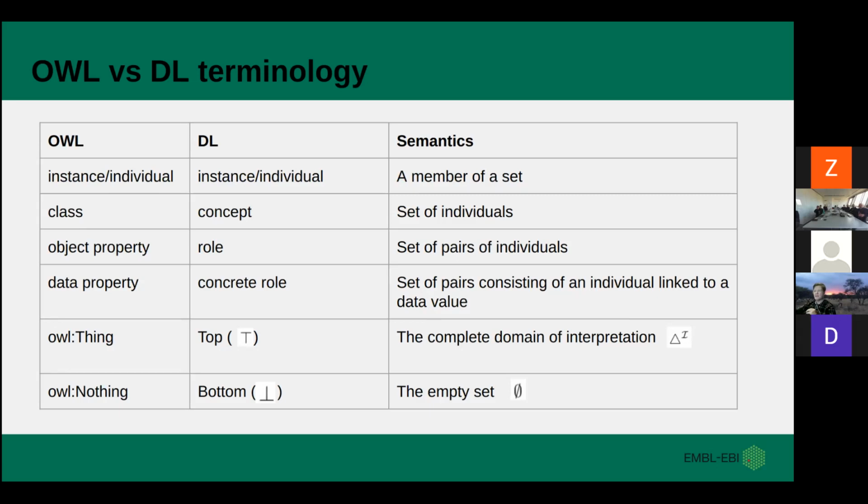A class is a set of individuals. Object properties consist of pairs of individuals. That is, for instance, the married to set.